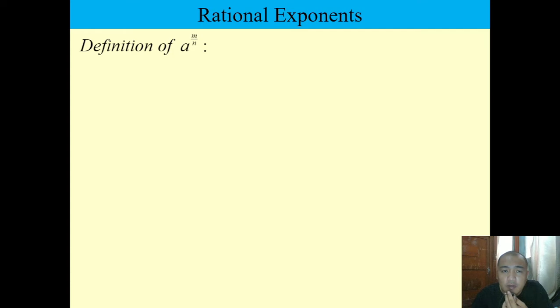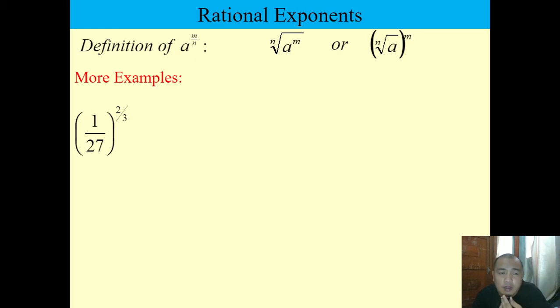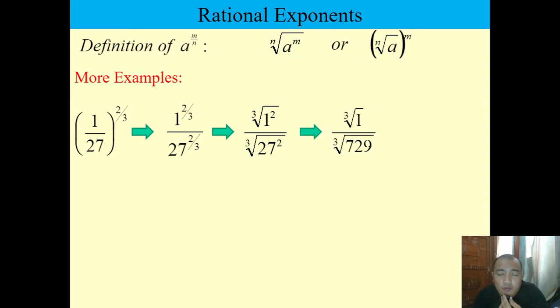Let's continue the definition of a raised to m over n: the nth root of a raised to m in the radicand, or the nth root of a raised to m. More examples. What is 1 over 27 raised to 2/3? That means 1 raised to 2/3 over 27 raised to 2/3, or the cube root of 1 squared over the cube root of 27 squared. 1 squared is 1, so the cube root of 1 over the cube root of 729. What's the cube root of 1? 1. What's the cube root of 729? 9, because 9 times 9 times 9 is 729.